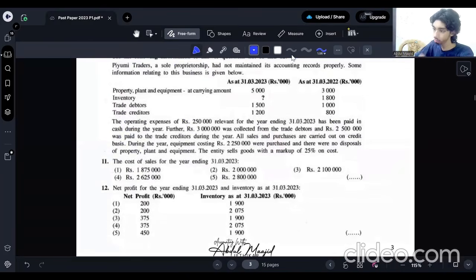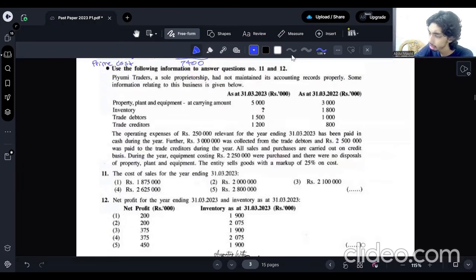To find the cost of sale, net profit and closing stock. Okay. So here they have given opening and closing balances of PPE, debtor, creditor, operating expense 250 relevant for the year has been paid in cash. Further 3 million was collected from debtor. 2,500,000 was paid to creditor. All the sales and purchases are carried out on credit basis. And they have purchased the PPE, and also they are selling goods with a markup of 25% on cost.